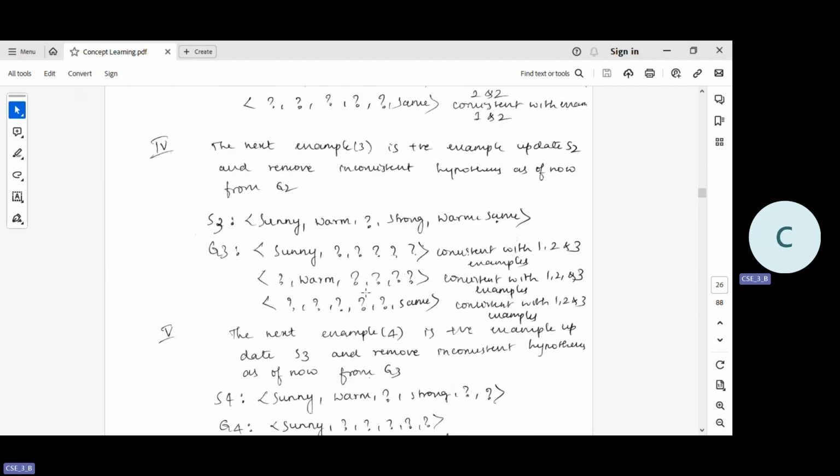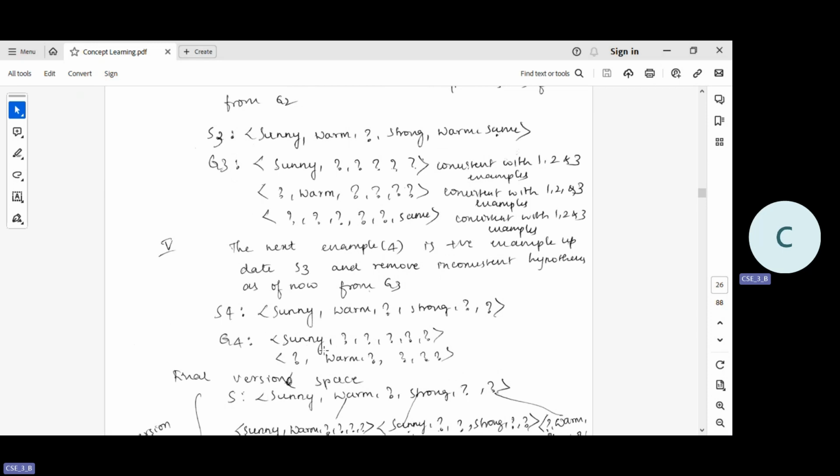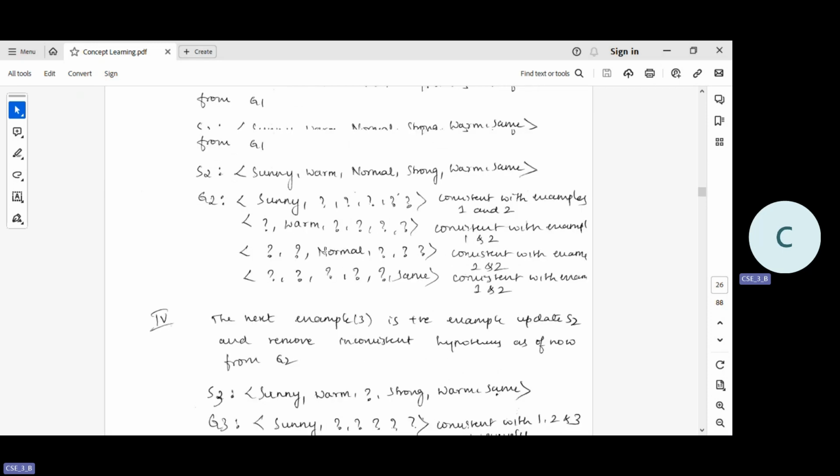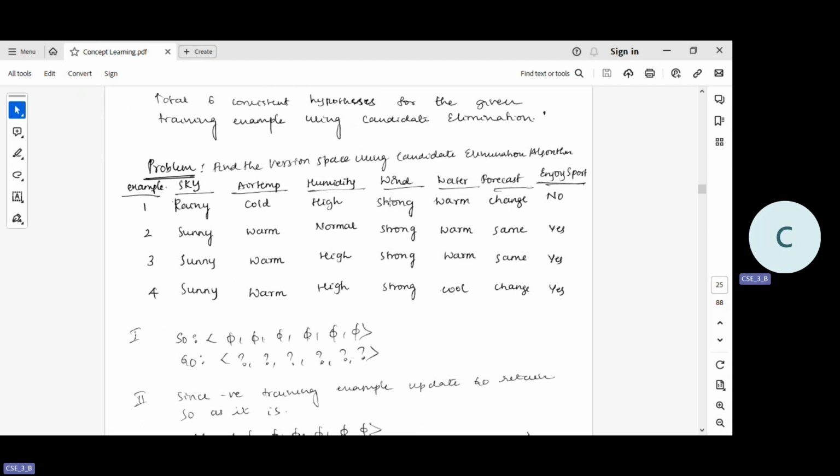So now we are considering the same here. Okay, so what about the last one? That is all question marks and same. So we are taking here all question marks and then same. There is a mismatch, and the outcome is negative. So it is consistent with this first example. And again here it has same. All are question marks, so there is a match.